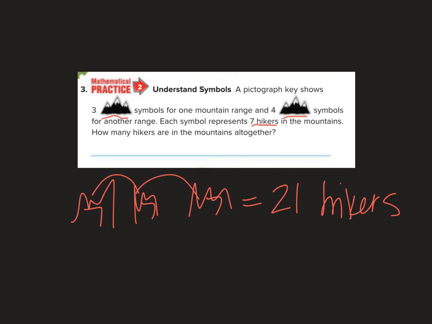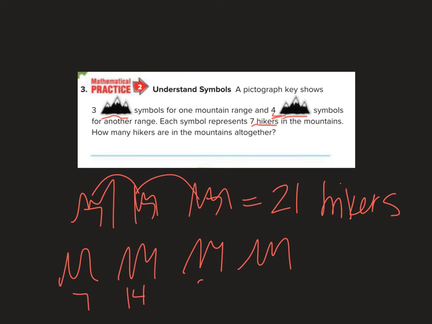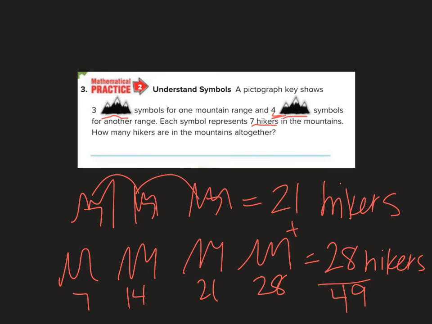The other one shows 4 mountain symbols, 2, 3, 4. So I'd get 7, 14, 21, 28. So that shows 28 hikers. How many hikers are in the mountains altogether? So I should add 1 and 8 makes 9. 2 and 2 makes 4. So there are 49 hikers. Make sure when you're doing this in your book that you don't forget your label. I'm noticing that's kind of becoming a common thing, that we're forgetting our label.